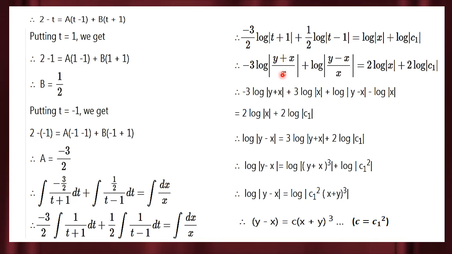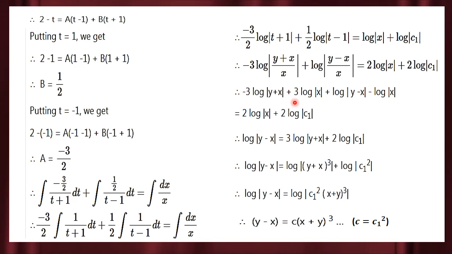So (y+x)/x, here also (y-x)/x, equals 2 log|x| + 2 log|c1|. Now this can be written in log a upon b form, so we will write it as log a minus log b and multiplied by minus 3. So minus 3 log(y+x) plus 3 log|x|, because it is minus log|x| and minus 3, so plus 3 log|x| plus log(y-x) minus log|x| is equal to 2 log|x| + 2 log c1.